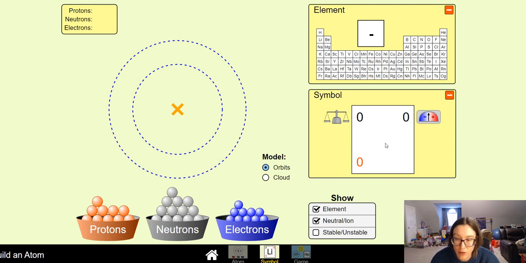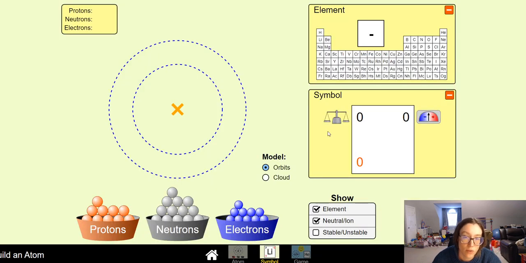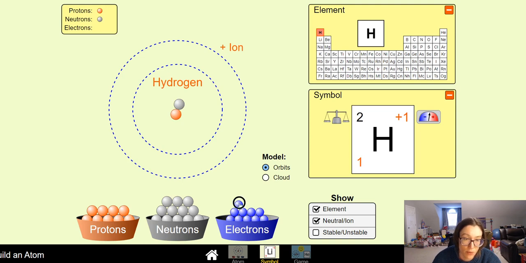I know this is not quite the way it's shown in the periodic table, but it still has some helpful information. And so we're going to go over here, and we're going to try to figure out what this 4 in the upper left of the symbol represents. All right, it has a little scale over here, and right now it says 0, so if we add a neutron, it goes up to 1. If we add a proton, it goes up to 2, right? But if we add an electron, it doesn't change.